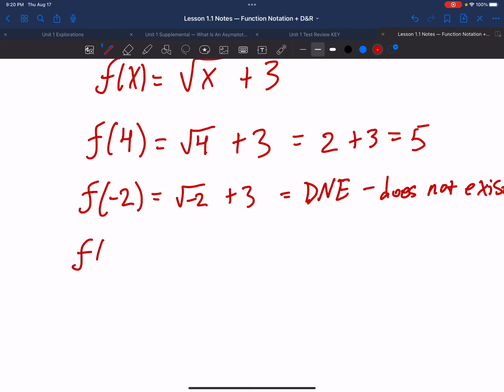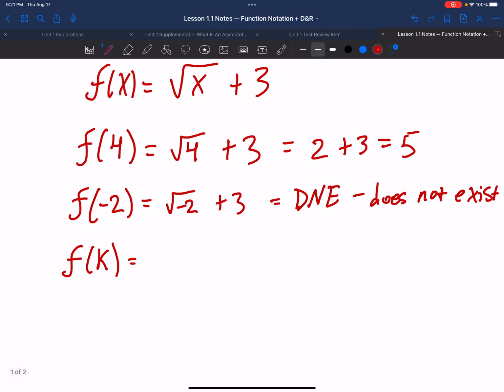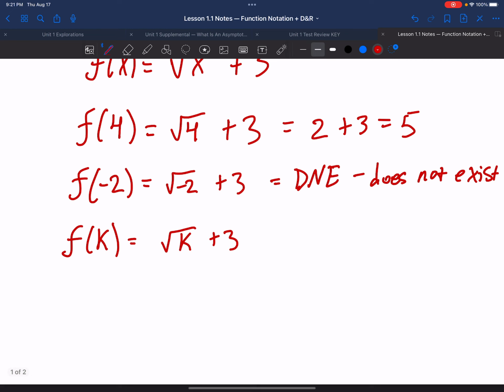How about f of k? What is that? Well, if f of x is square root x plus 3, and f of 4 is square root 4 plus 3, and f of negative 2 is square root negative 2 plus 3, then f of k would be the square root of k plus 3. And that's it, right? Are you noticing a pattern here? Yeah, we're just replacing x with whatever is in those parentheses, yeah?